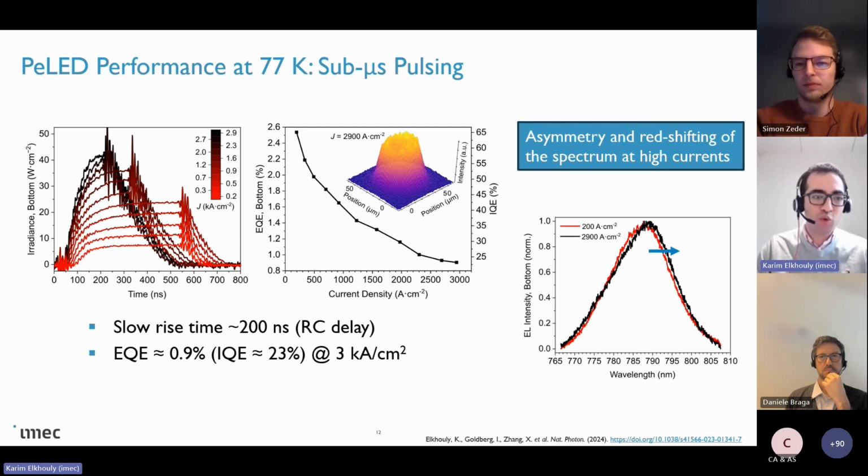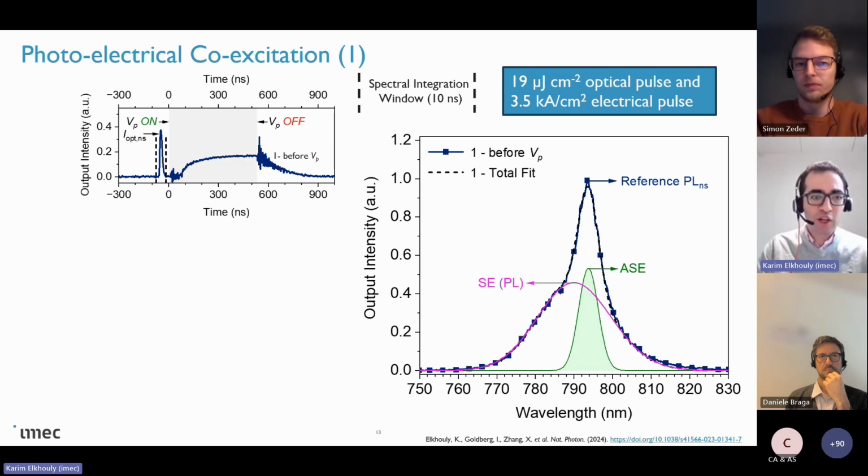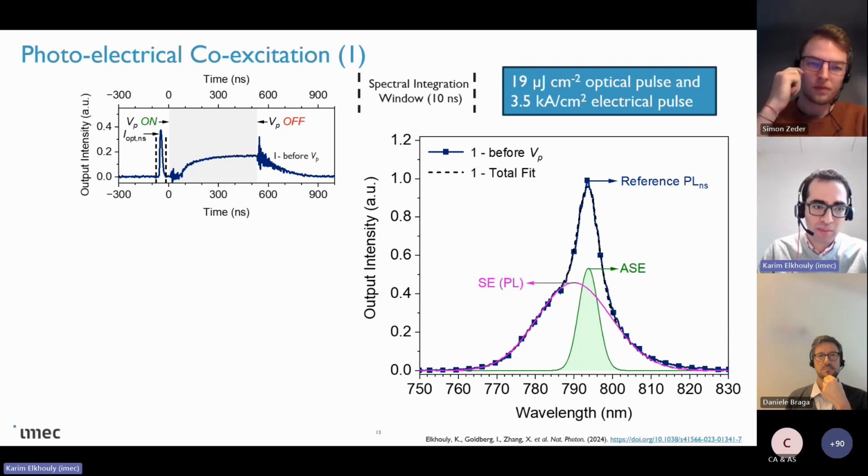So we decided to go to an interesting experiment. We tried to see, okay, we are able to do this optically, but not electrically. So why don't we try to give a push to the optical pulse? Let's see if the electrical pulse can make a contribution. So as you see here, we have our optical pulse, and this is our electrical pulse.